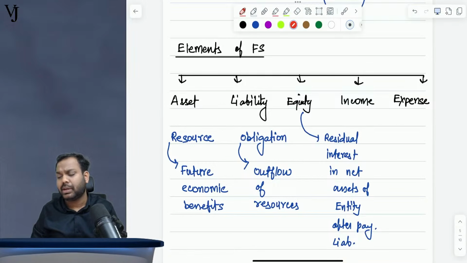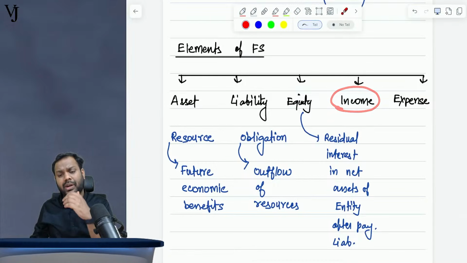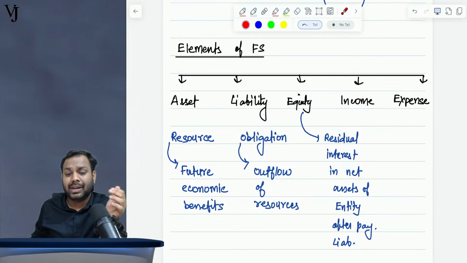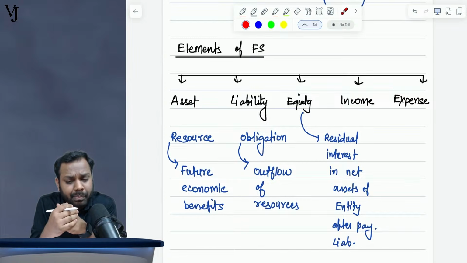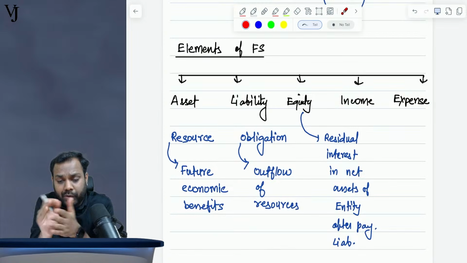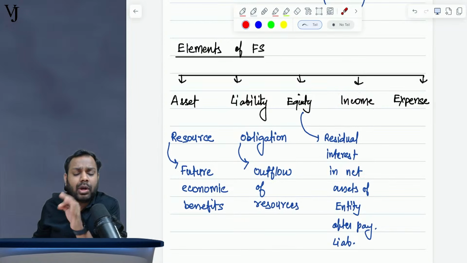What do you mean by the term income? Understand, incomes are the receipts. It might be operating income from the business, or it can be non-operating income from the investments that you have made.